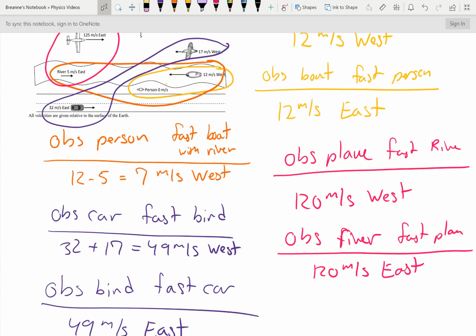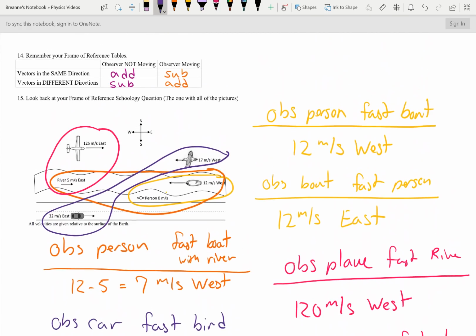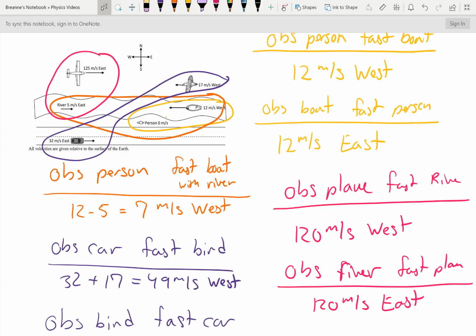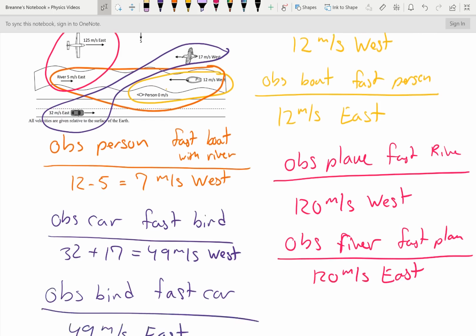Or when you have your object that's moving in the same direction, moving faster because it's pulling away, your direction flips. So hopefully that kind of helps you with frame of reference. I only looked at a few things, but yeah, there you go. That's frame of reference.